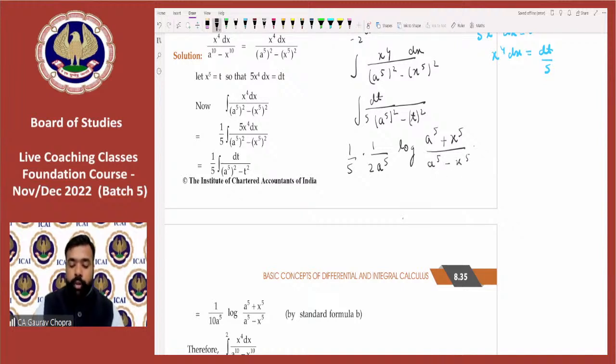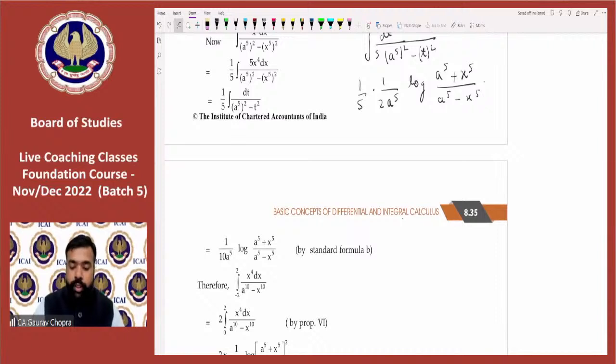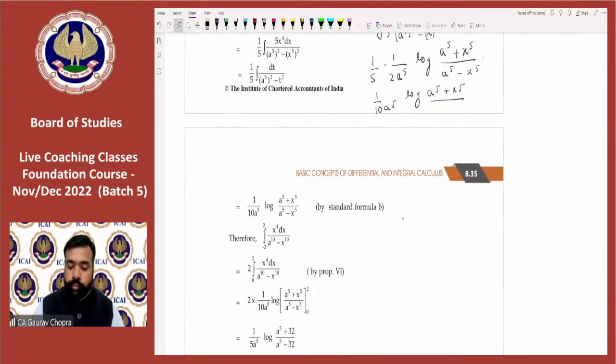So we have applied the formula. Now after this we can do some simplification. 1 upon 10, then a to the power of 5 log of (a to the power of 5 plus x to the power of 5) upon (a to the power of 5 minus x to the power of 5). And the limit is from 0 to, no, at present the limit is from minus 2 to 2.